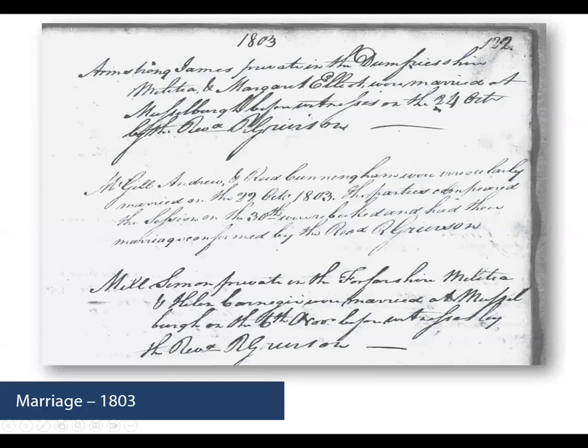Here's an example of a marriage in 1803 for James Armstrong of Dumfries, who is in the militia, and Margaret Elliott, who were married at Mufflesburg on the 24th of October, 1803. Now, these early marriages, of course, don't give the parents, but if you stay within the confines of the parish, I would look next for the baptism of the bride and the groom, especially if they're from there, and maybe you'll find the marriage of the parents 25 or so years before.